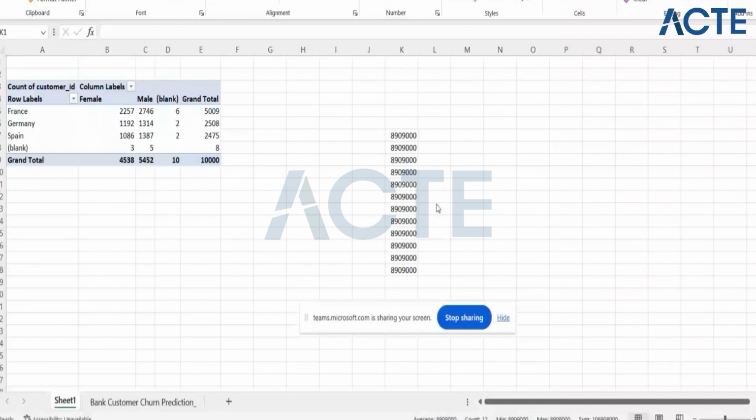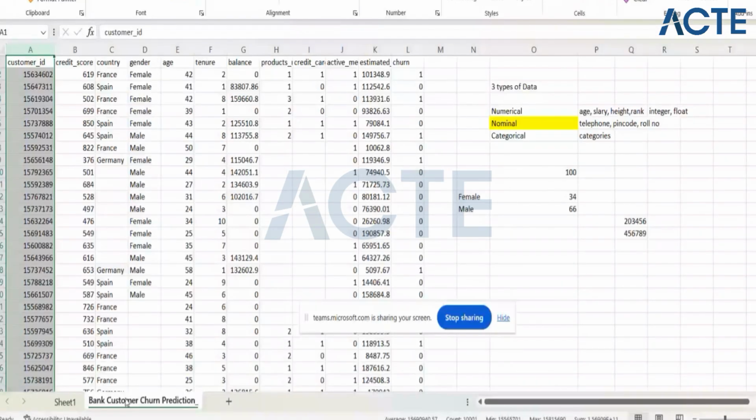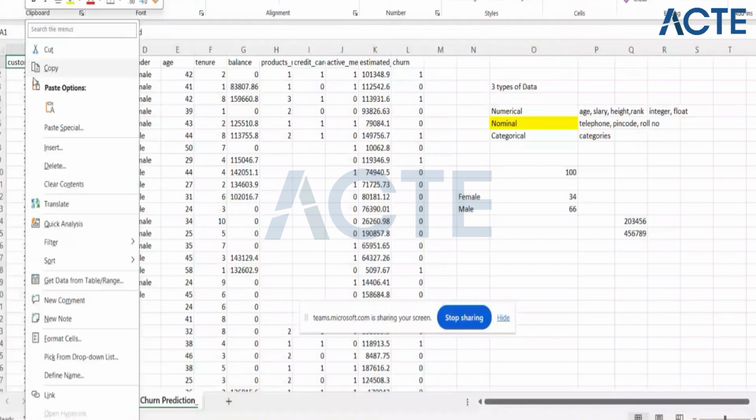So this is how you can analyze the nominal number, right? For the nominal number, you can take only frequency, nothing else. Okay, understood? So this is all about the different types of numbers. Suppose someone asks you what the different types of numbers are, what will you tell? Nominal, numerical, and categorical. Now you tell me which are the numerical, which are the categorical, and which are the nominal.